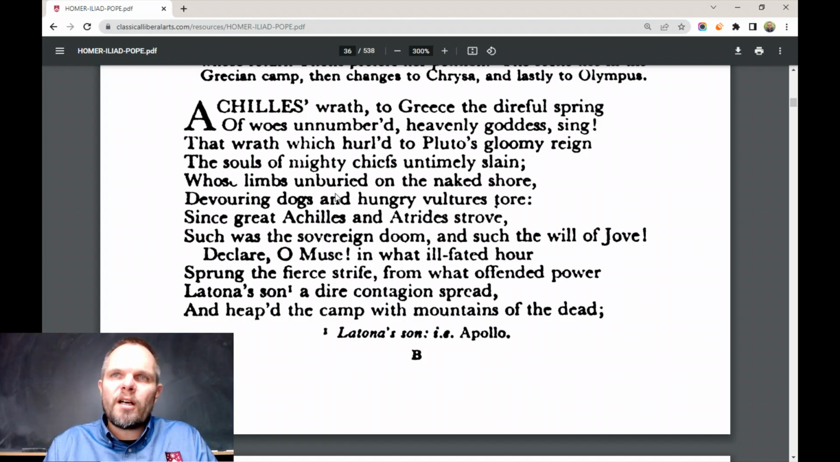Such was the sovereign doom, and such was the will of Jove. And here we have more on religion. Jove is just another case. If you've studied Latin or Greek, Jupiter was the nominative case of the name of the god. In Latin, it was Jupiter. In Greek, it was Zeus. He was considered the god of all gods, the great god.